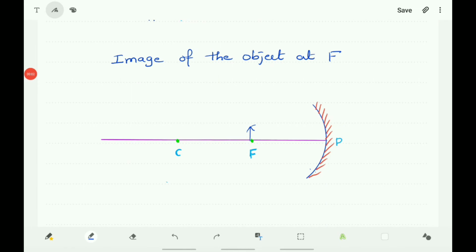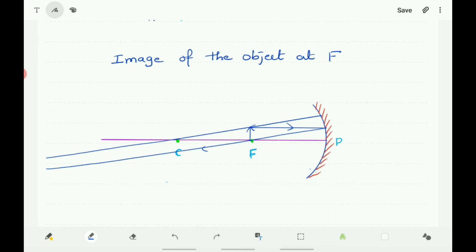Image of the object at principal focus F. When the object is at F, let us consider the two rays. One is the ray which is parallel to the principal axis. That ray reflects and passes through the principal focus. The second ray which is through the center of curvature, that ray reflects back in the same direction, and you know that these two rays may intersect at infinity, so the image may be at infinity here.